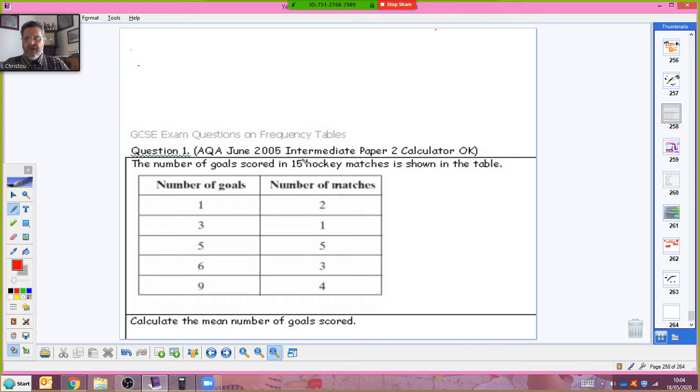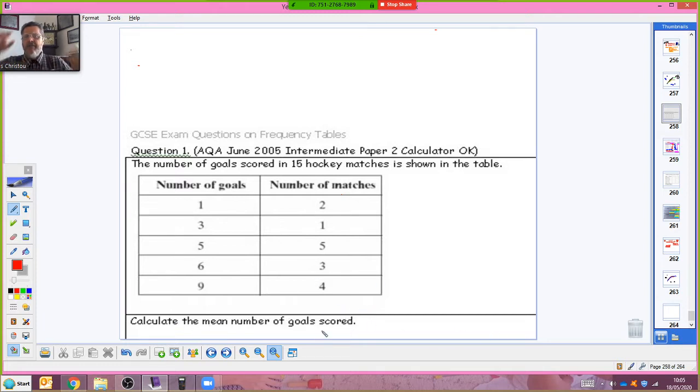The number of goals scored in 15 hockey matches is shown in the table. And the punchline in this GCSE paper is to calculate the mean number of goals scored. Well, I'm not going to read through page 264. That'll be for you to look at. I just want to do a different question and not waste what's in the book. So here's my pen.